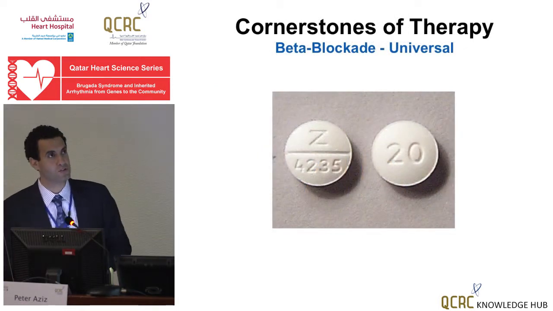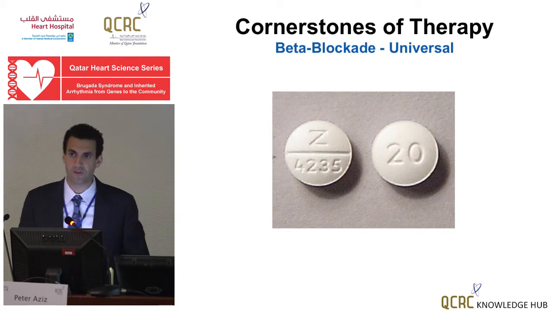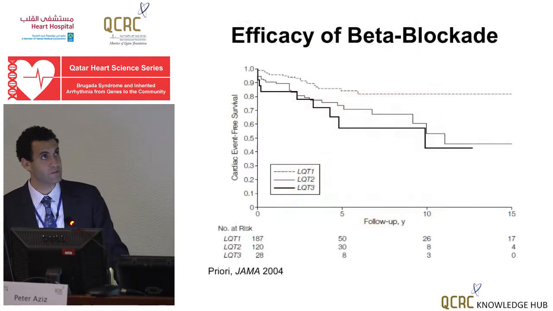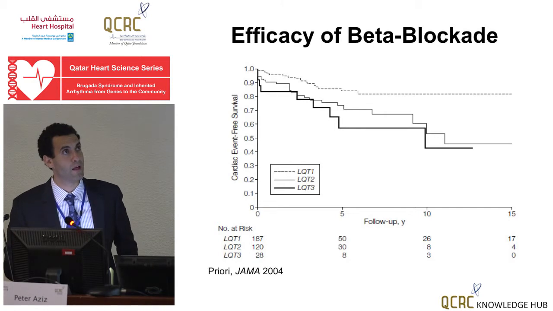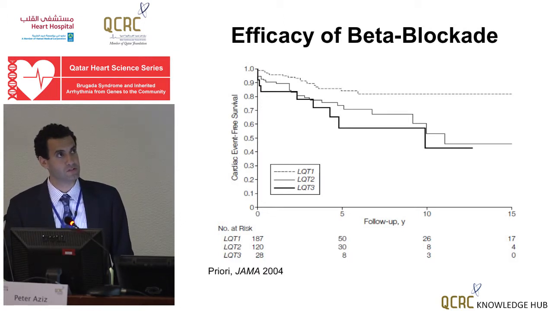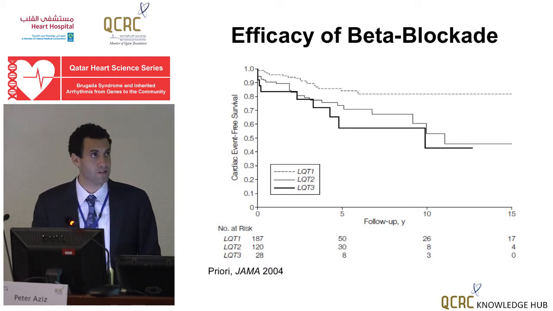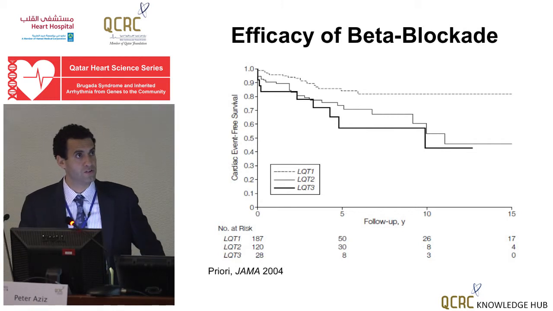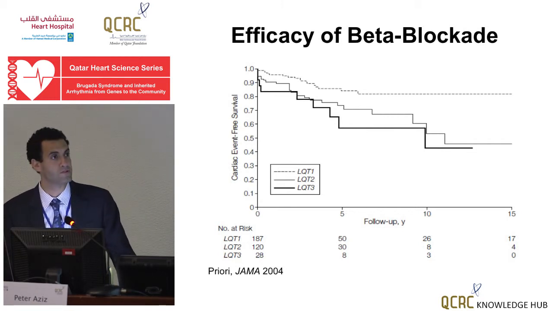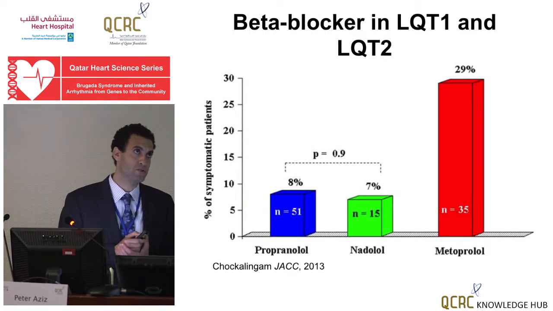To Dr. Zimmer's question earlier today, what are the cornerstones of therapy in terms of medicine? Beta-blockade is really considered the cornerstone in all long QT subtypes, and we'll discuss that in more detail. Efficacy of beta-blockade, again, Silvia Priori published this in JAMA about 10 years ago, looking at beta-blockade and the different long QT subtypes. Long QT1 in terms of event-free survival had the best outcome. Long QT2 followed. Long QT3 was actually relatively poor response to beta-blocker therapy.